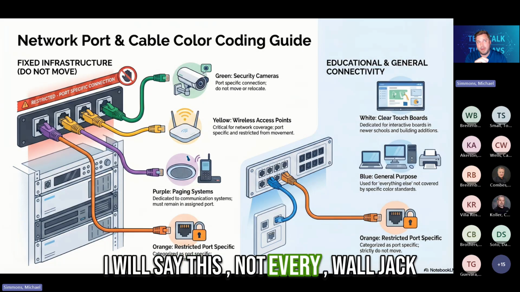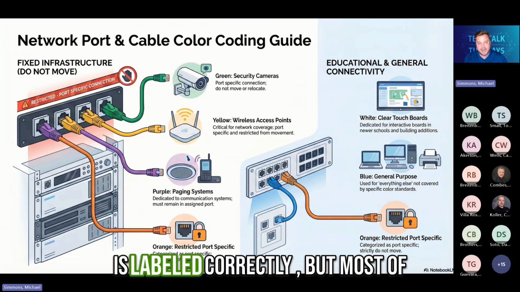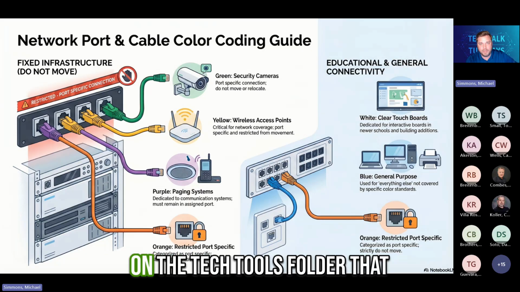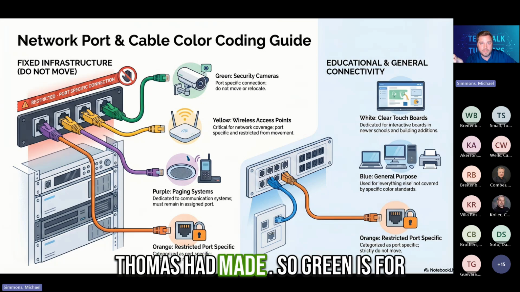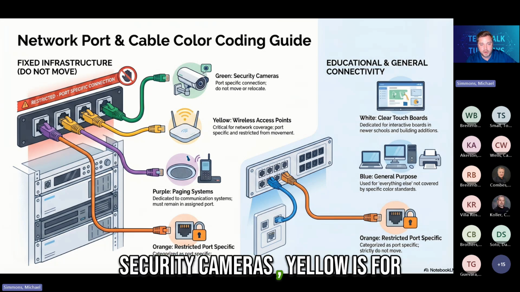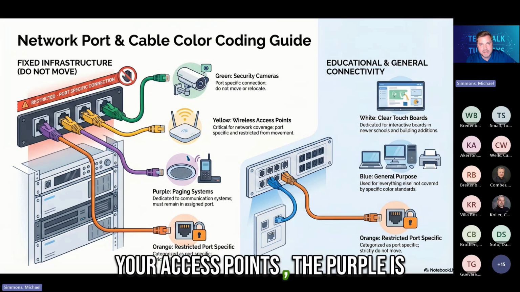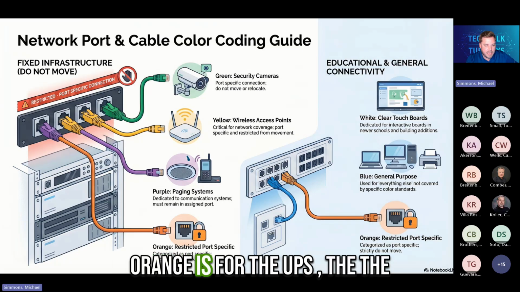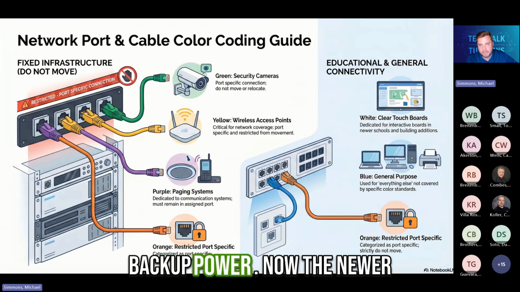I will say this, not every wall jack is labeled correctly, but most of them are. And there is a cable coloring scheme. And again, this is in the Tech Tools folder that Thomas had made. So green is for security cameras, yellow is for your access points, purple is for your paging system, and orange is for the UPS, the backup power.